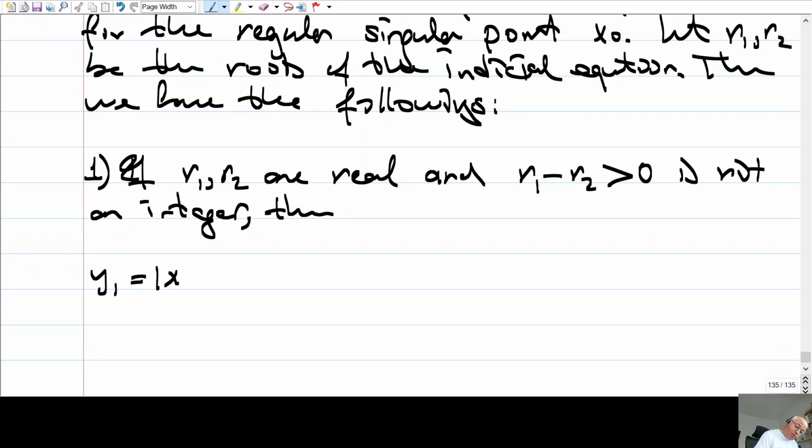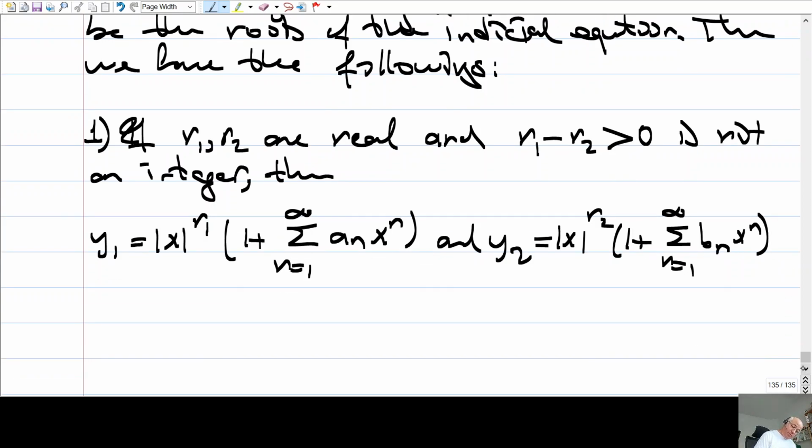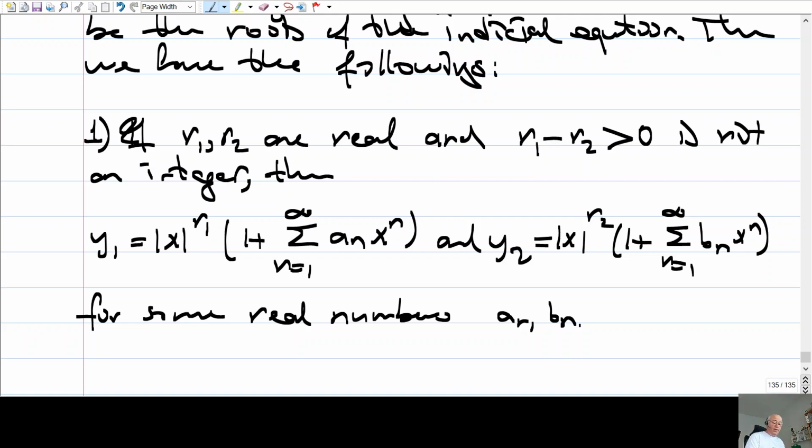y1 is just x to the power R1, so here it means I may consider negative values also, and then I have 1 plus the sum of an times x to the power n, and y2 is x to the power r2 times 1 plus the sum from 1 to infinity of bn x to the power n, for some real numbers an and bn.